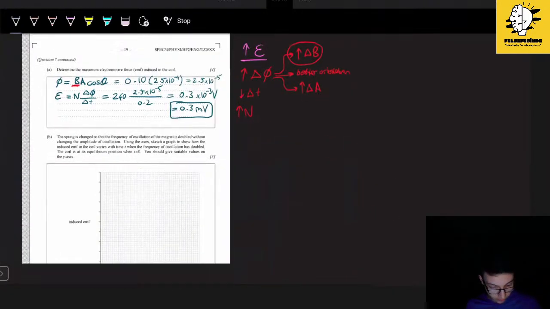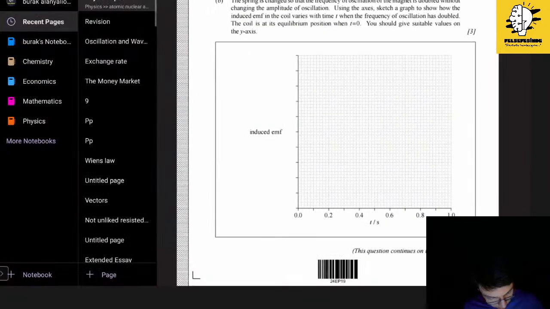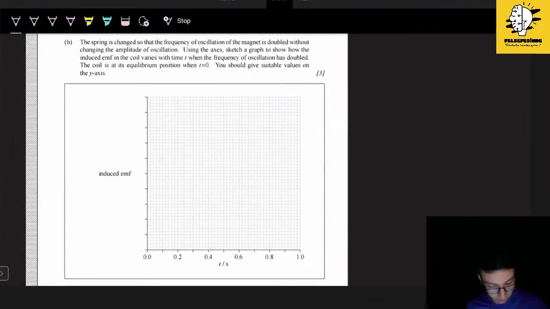Next question. I will let you annotate. Burak, would you mind if you do this one, because it is very hard to write on it. Sure.